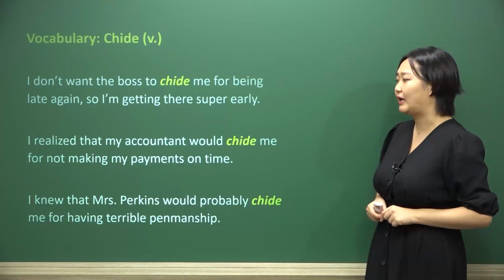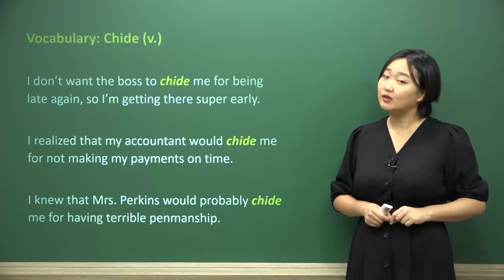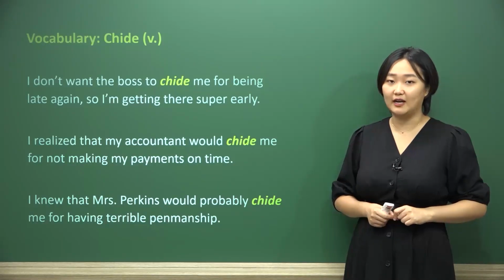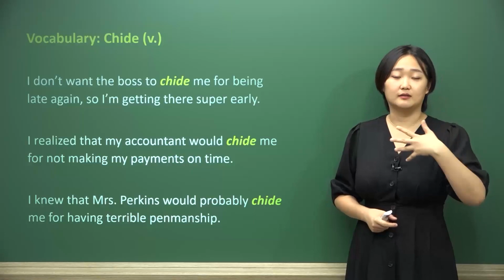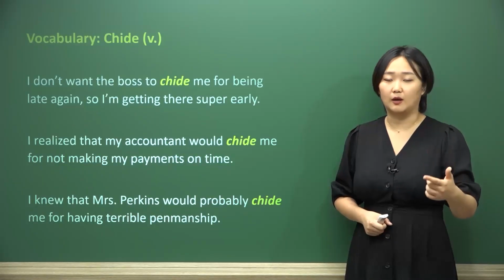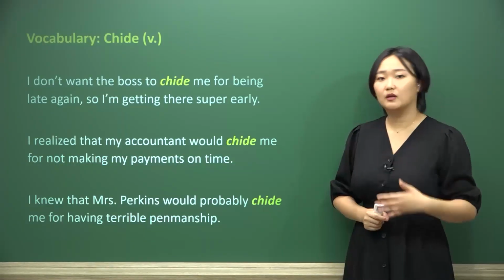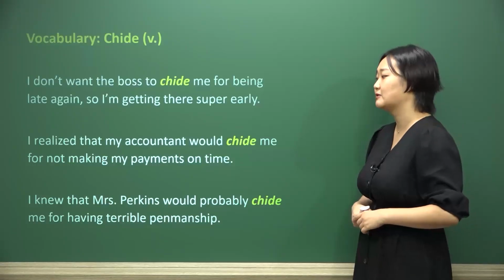I realized that my accountant would chide me for not making my payments on time. They would say, you know how important it is to make your payments. It's important, right? But why aren't you doing them? So again, kind of rebuking them, saying some negative things. I would say oftentimes complaining or stubbornly explaining that this is not what you should be doing, but also trying to teach them a lesson in the process.